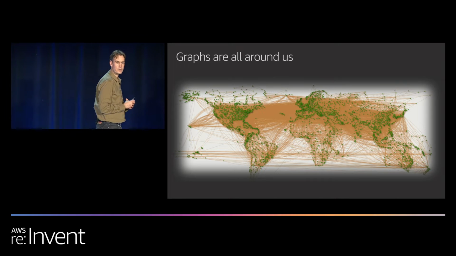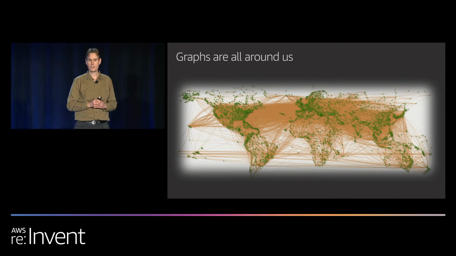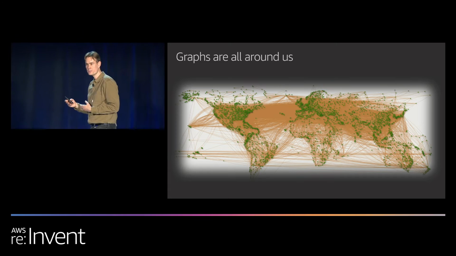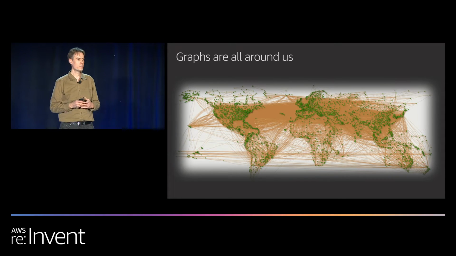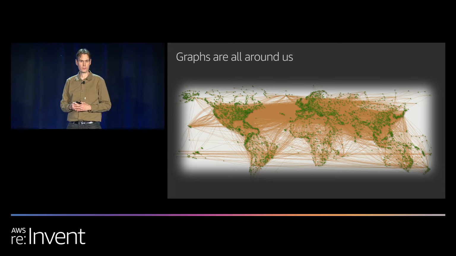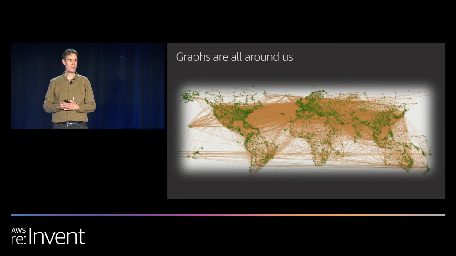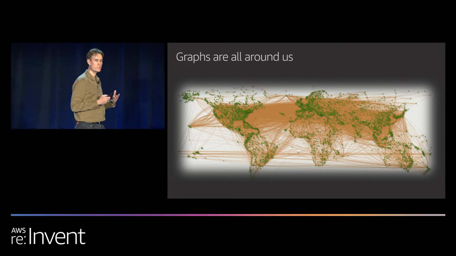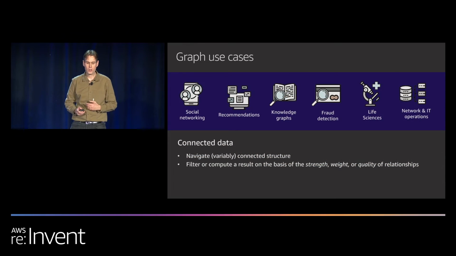Graphs are everywhere. Graphs are a data structure that consists of nodes and links, and they're particularly well suited for representing and describing relationships. This picture is a graph of global air routes from a book that we'll talk about in a little bit. But it's just one of many examples of applications and use cases that you can solve with a graph.